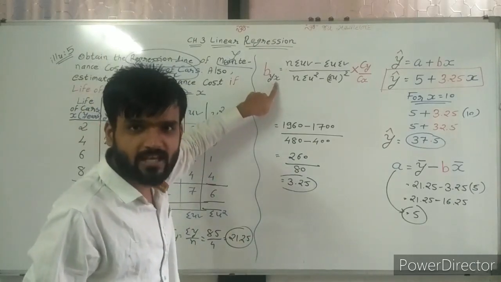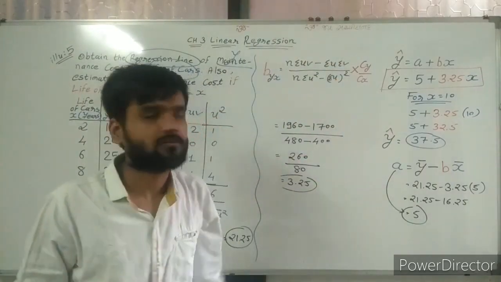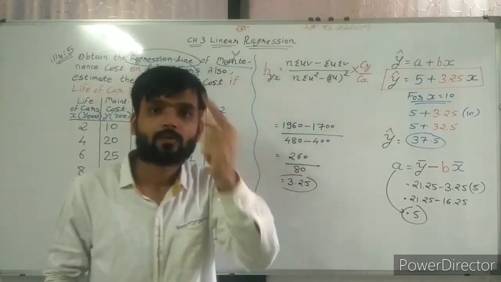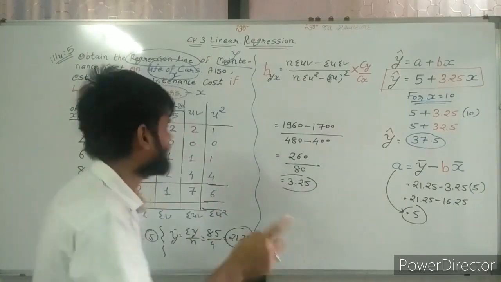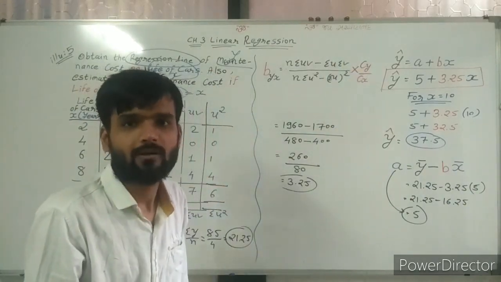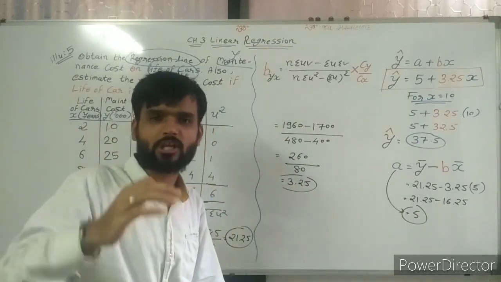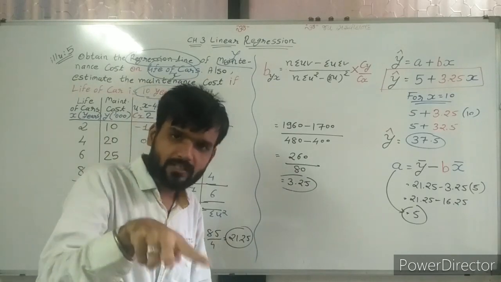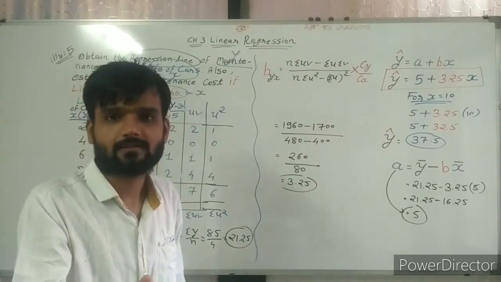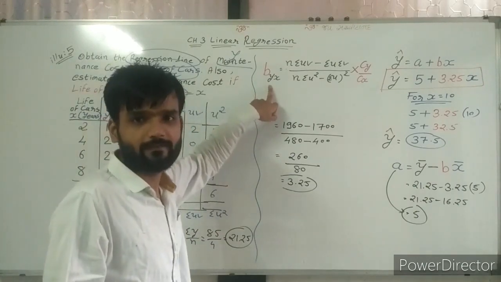What is the base? X is the base, y on x. So x is the base, cx is the base, y is in the numerator. So cy is the numerator, cx the denominator. In this way, we have to write the formula. So one change: whenever you are dividing, you have to write it in multiplication, because the value of b, the regression coefficient, always changes due to division and multiplication. That we can say is due to scale changes.